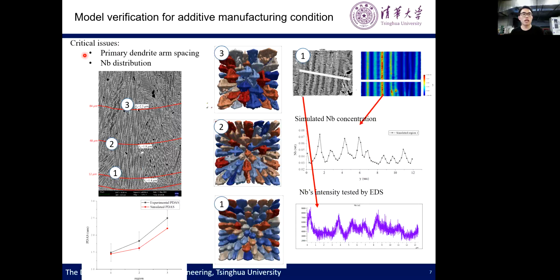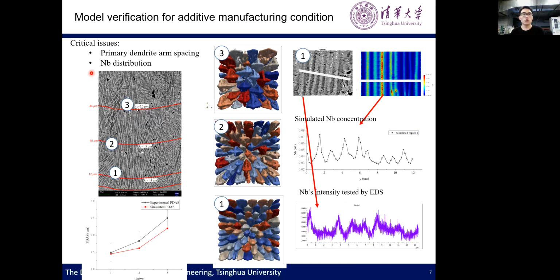We focus on two critical issues. The first one is the primary dendrite arm spacing, which indicates the size of the dendrites. We measured the primary dendrite arm spacing from the experimental results and also from the simulation result and plotted the data in this figure. We found a good consistency in the primary dendrite arm spacing.